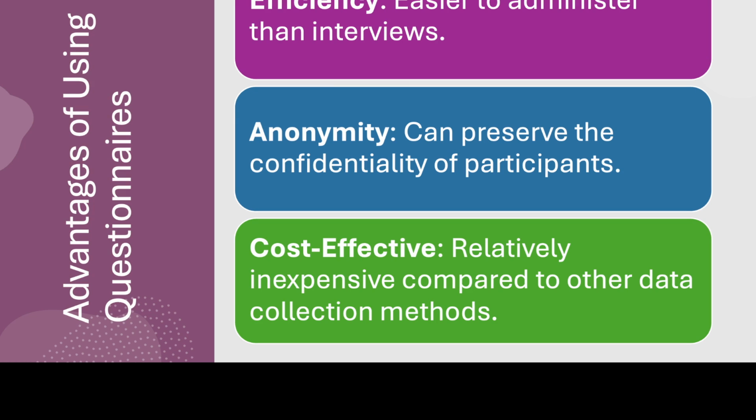Advantages of using a questionnaire: it's easier to administer than interviews. Okay. So you can distribute it through Google Form, which is an online platform. Another option is pen and paper, which you print on newsprint or bond paper. Okay. It's easier for you to do that. Anonymity. Okay. It can preserve the confidentiality of the participants. It's very important to make sure that the confidentiality of your participants is there. It's really part of your ethical consideration.